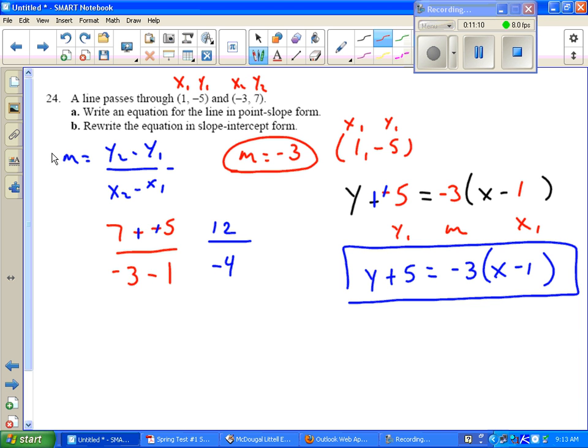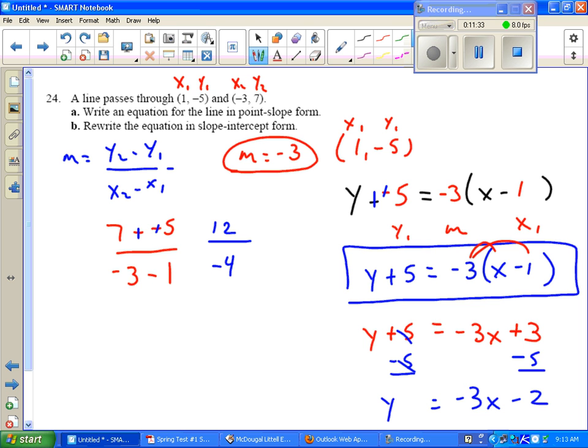In order for you to do that, you need to distribute -3 to both terms. -3 times x is -3x. -3 times -1 is plus 3. And that's equal to y plus 5. Then get rid of the plus 5 by subtracting 5. If you do it on the left, you have to do the same thing on the right. You're left with y equals -3x minus 2. So your point slope form, the answer for A for number 24, was y plus 5 equals -3 times x minus 1. And the answer for B, your slope intercept form, is y equals -3x minus 2.